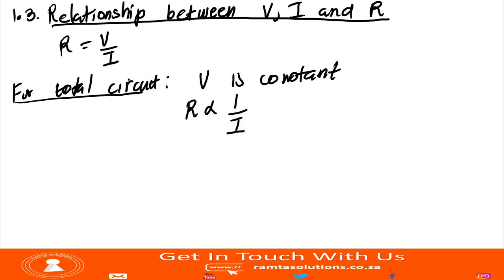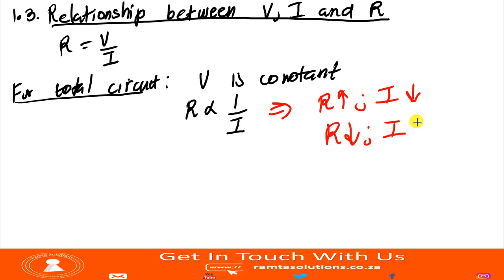What is the implication here? The implication is that when R increases, current decreases. And when R decreases, current increases. This is what you need to know when we're looking at the total circuit. When total resistance increases, total current decreases. When total resistance decreases, total current increases. This is for the total circuit.